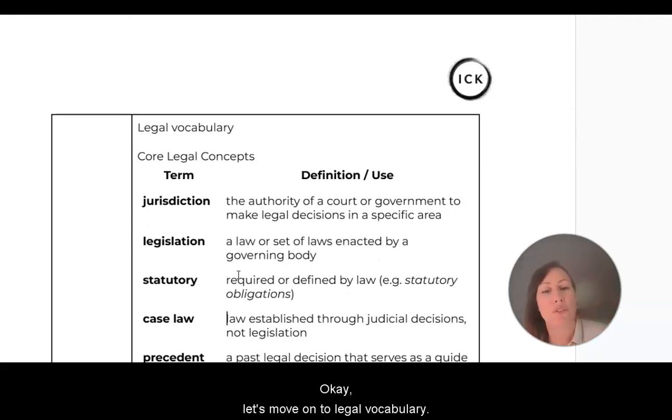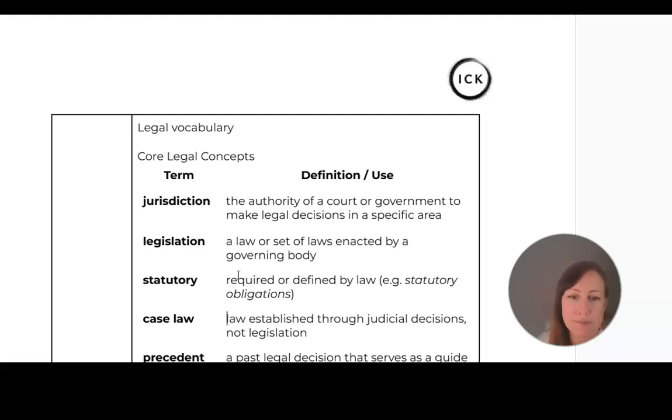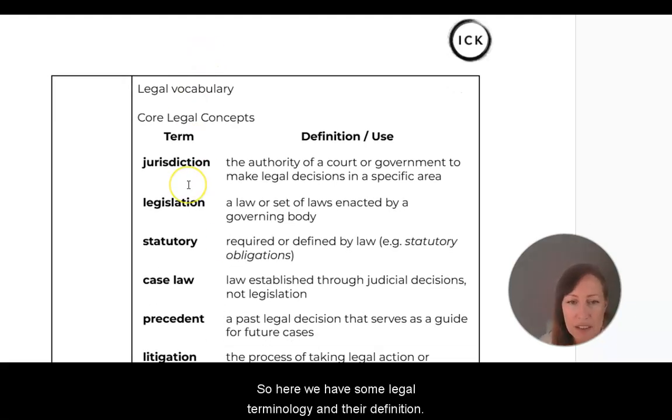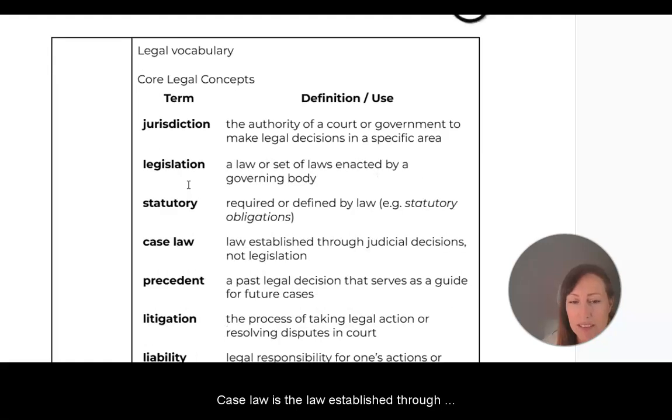Okay, let's move on to legal vocabulary. So when you're speaking about some legal concepts, maybe in your job, maybe for exams, or maybe just for conversation, here's some vocabulary that could be useful. So here we have some legal terminology and their definitions. The jurisdiction: the area that you can work in relation to authorities. Legislation: set of laws. Statutory: required by law. Case law is the law established through decisions made by the courts.